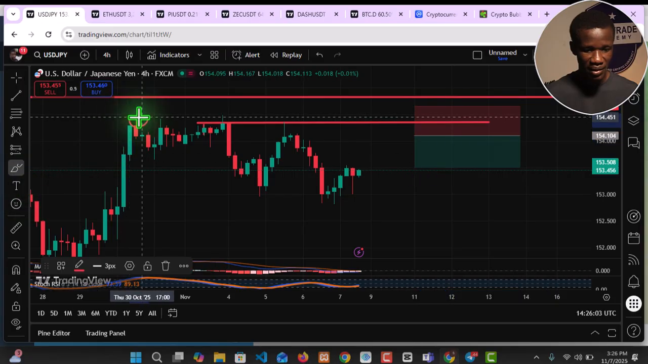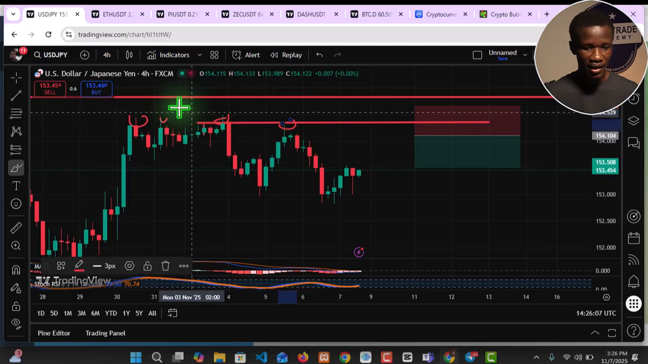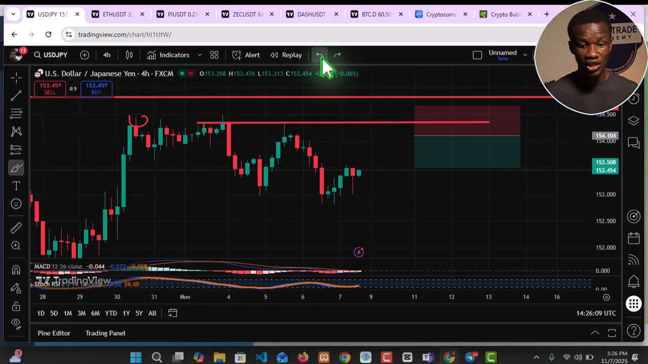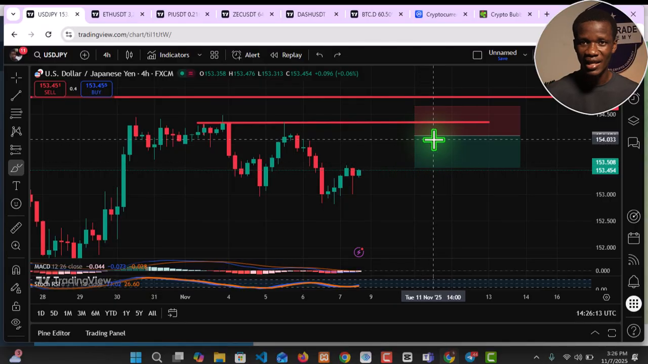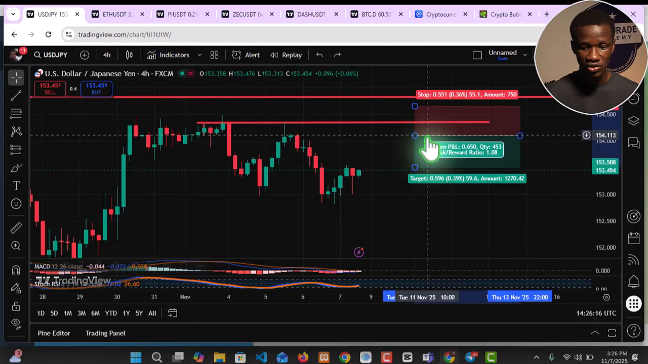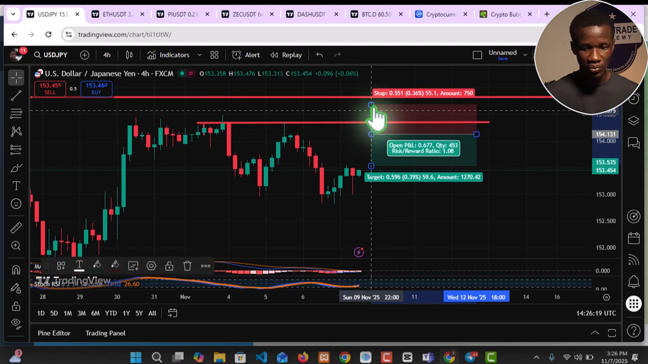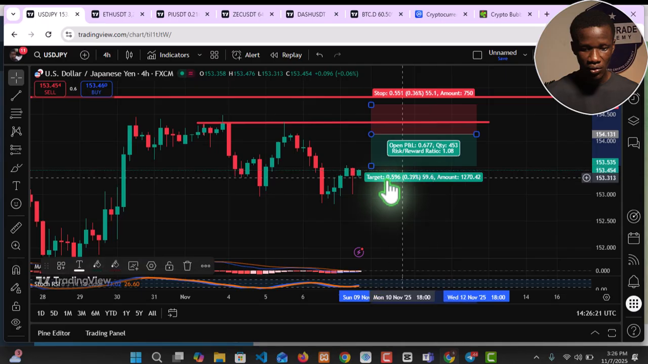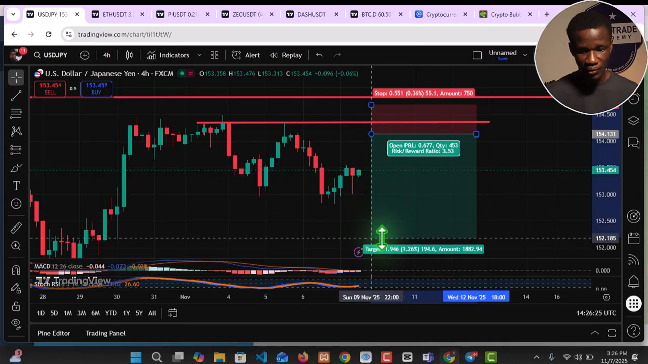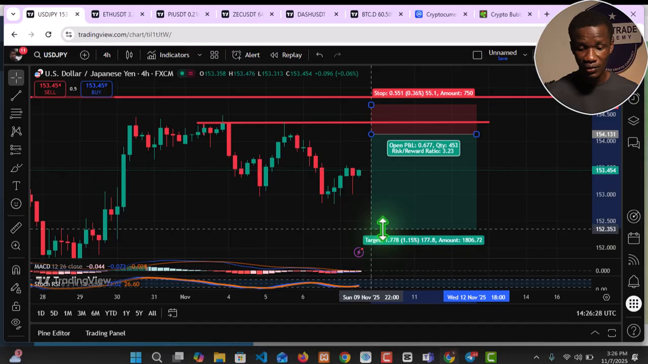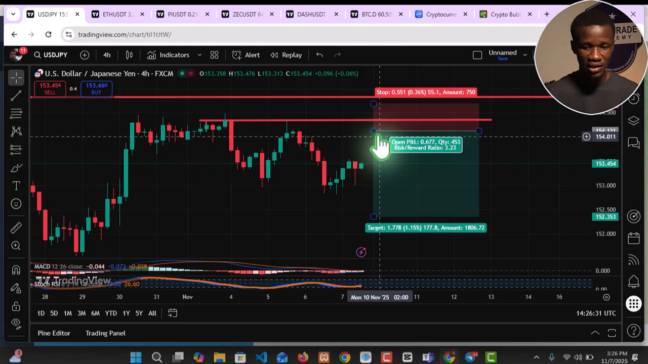We have the first time here, second time here, third time here, and then the fourth time here. Once I begin to see rejection from this point, then I'm going to be very sure that this trade is ready to take. So from here, this is my entry area, my stop loss at this point, and of course my take profit target is going to be around this area. I am looking at a 1 to 3 risk reward ratio. So this is how this trade is going to look, guys.